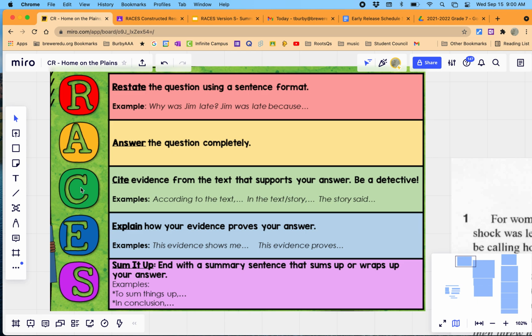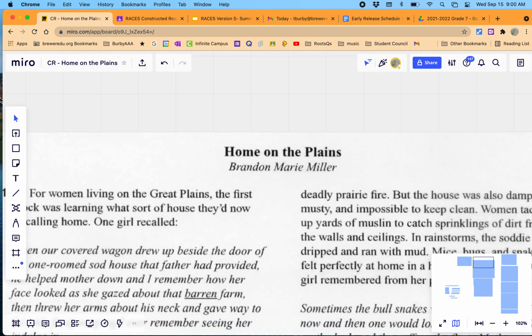And then you explain how your evidence proves your answer. And you basically say, this evidence shows me he missed the bus because, and then you say, he was late because he missed the bus. Or in conclusion, he was late because he missed the bus. Now this seems very simplistic, and it is, but that's the beauty of it. It's a simple method of answering constructed responses to build your response. So let's do one together, shall we?